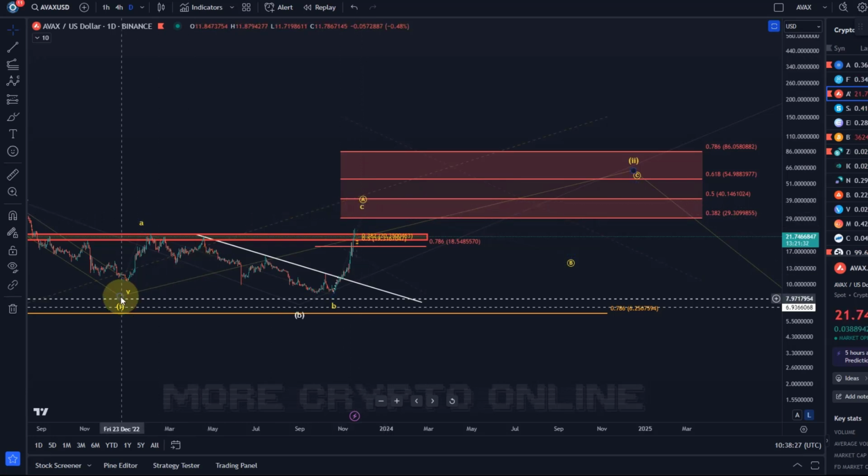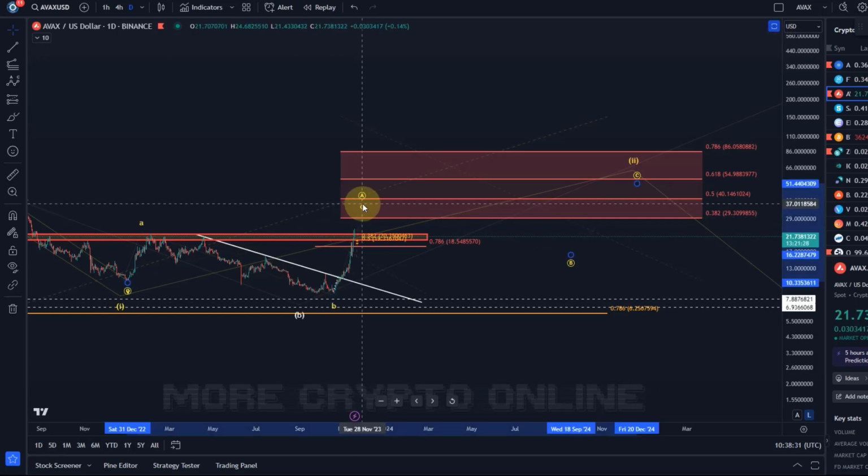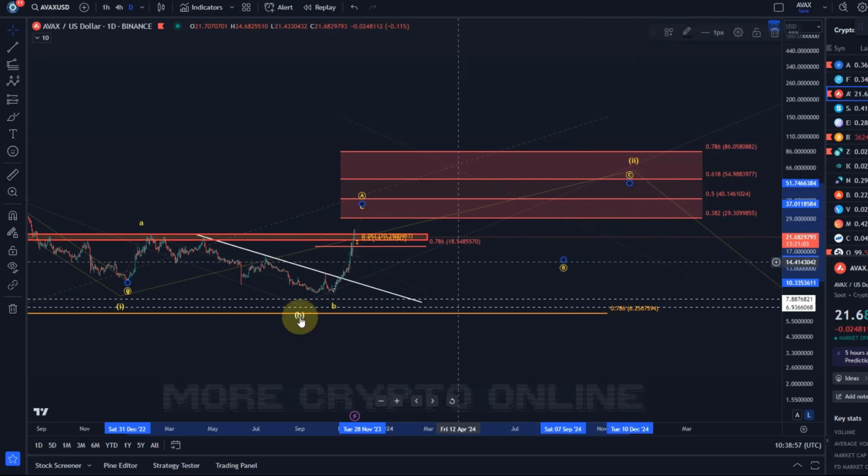Typically, if the assumption is correct and this is an ABC structure, then the A wave would oftentimes finish between the 38.2 to the 50% retracement level. So I would pay attention to these fib levels, and that doesn't mean we have to get there, right? Bear in mind, this is a corrective rally, but I can only give you key levels to watch. So we've got $29 and $40 as key levels. And if we then see a nice pullback, then this could be a setup for a C-wave rally.